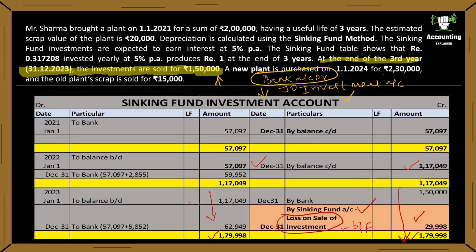I want to tell you one point. The sinking fund account balance is on the credit side. If it falls on the debit side, if you have the sinking fund balance on the debit side, it means that you have earned profit on the sale of the asset. So that you have to remember. Okay, so let's proceed to the sinking fund account next.